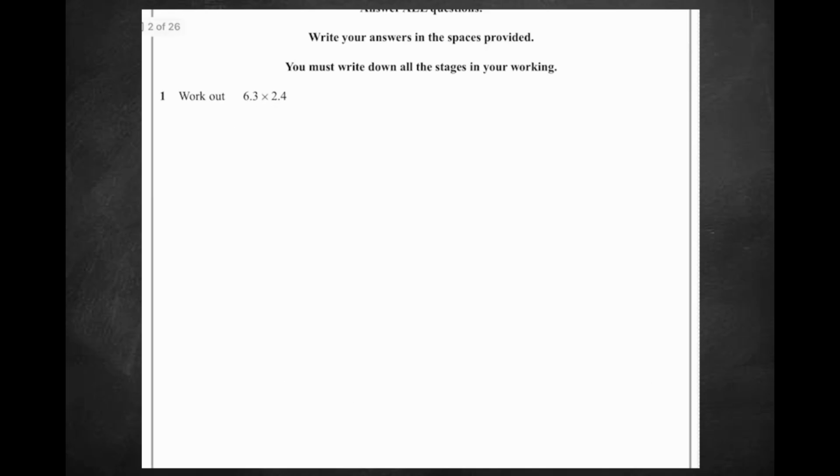Question number 1. Work out 6.3 multiplied by 2.4. So how I would do this without a calculator, I would do 6.3 multiplied by 2, and then I would do 6.3 multiplied by 0.4. There's obviously a lot of ways you can do this, so you can do this using Napier's bones method if you wanted to. So 6.3 multiplied by 2 is just 12.6.